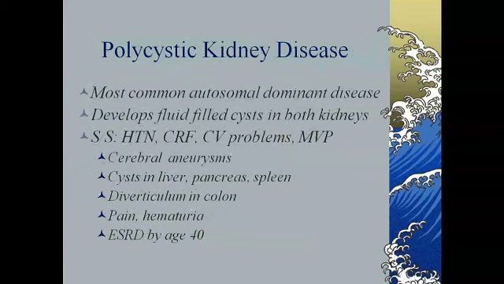Polycystic kidney disease is the most common autosomal dominant disease of the kidney system. It develops fluid-filled cysts in both kidneys. Symptoms are hypertension, chronic renal failure, cardiovascular problems, mitral valve prolapse. They'll develop cerebral aneurysms, cysts in their liver, their pancreas, their spleen. They'll have diverticulum in the colon. They'll have pain and hematuria. And they will develop end-stage renal disease by the age of 40. This is not a good thing. And this will finish part 1.